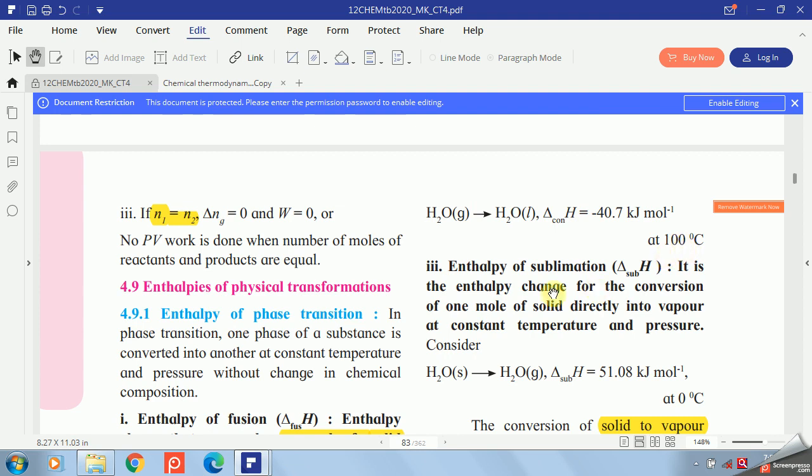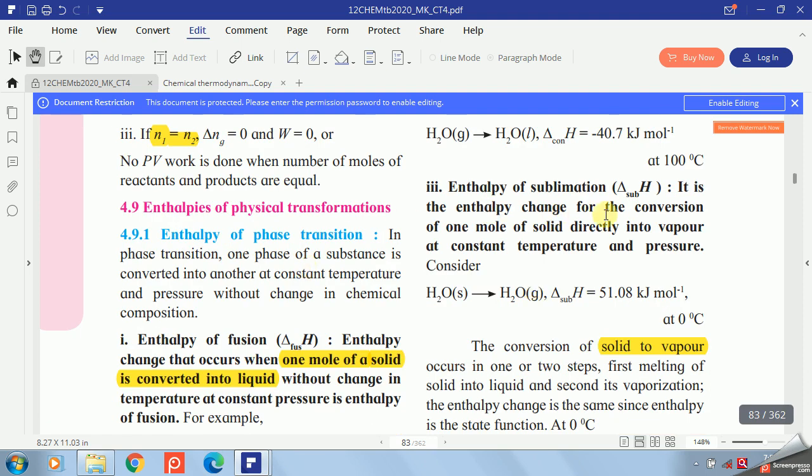So the opposite. Then next is the enthalpy of sublimation. It is the enthalpy change for conversion of 1 mole of solid directly into its vapor at constant temperature and pressure.